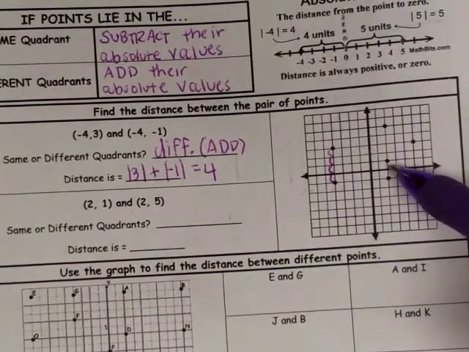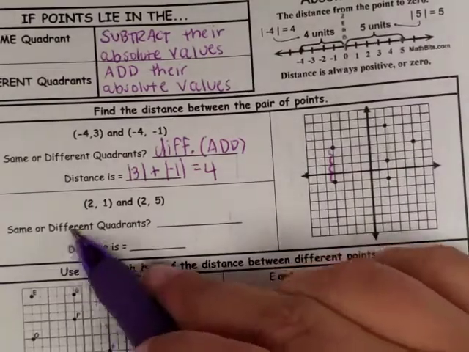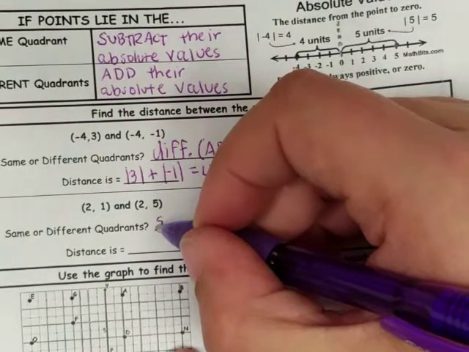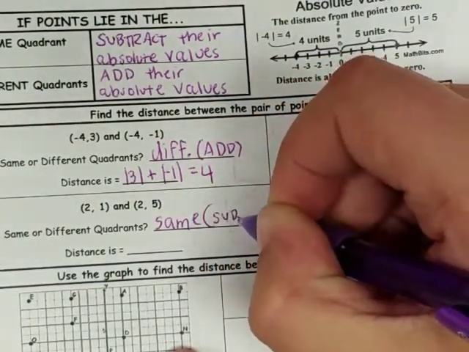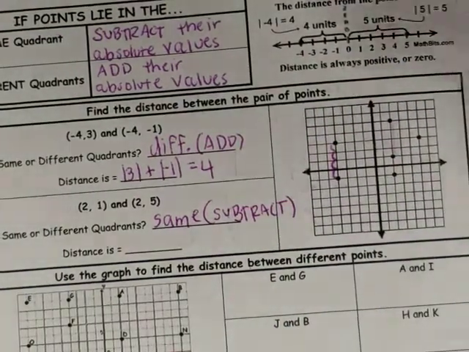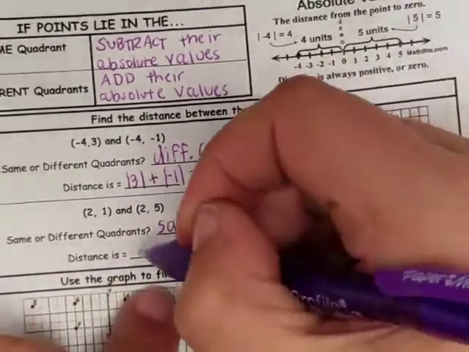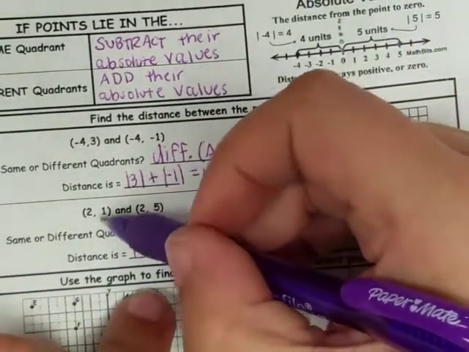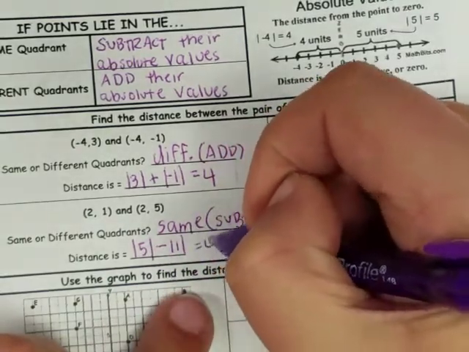All right, the next points are 2, 1, and 2, 5. If we find our points, we're going to use these right here. Are they in the same quadrant or different quadrants? Looks like they're both in quadrant 1. So we are in the same quadrant, and same tells us to subtract. We find their absolute values. The absolute value of 5 is 5, and we're going to subtract the absolute value of 1, which is 1. And 5 minus 1 is 4.